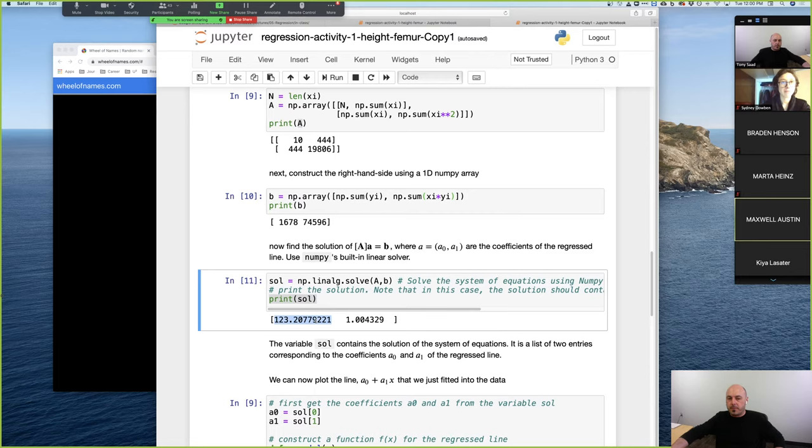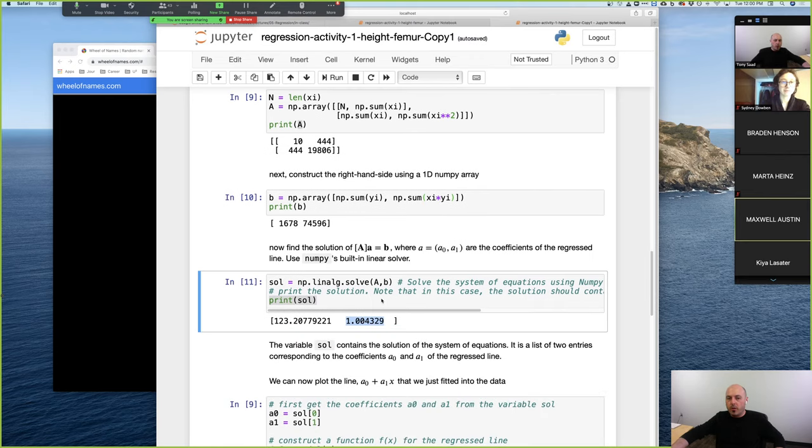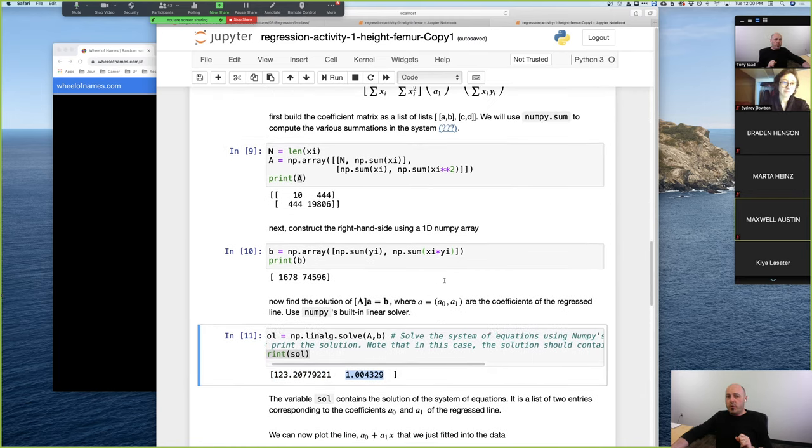I think it would be A0 and then A1. A0 and A1. Correct. Yep, we solved those in that order, A0 and A1. So the solution contains them in that order, A0 and A1. Now suppose for a moment we were to do what Braden suggested.